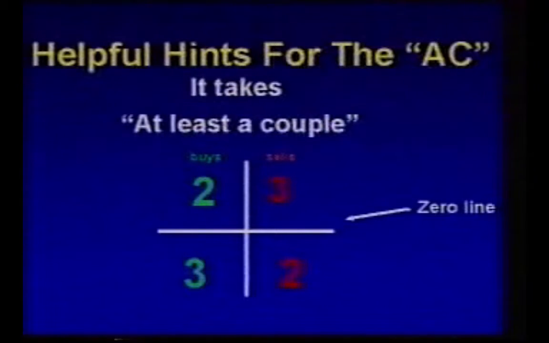Here are the helpful hints again one more time before we get started, in case you forgot. If we're looking for a buy, we need 2 consecutive green bars above the zero line after a color change. And if we're selling, we're going to need 3 consecutive green bars below the zero line. If we're buying below zero, we'll need 3 consecutive green bars after a color change.